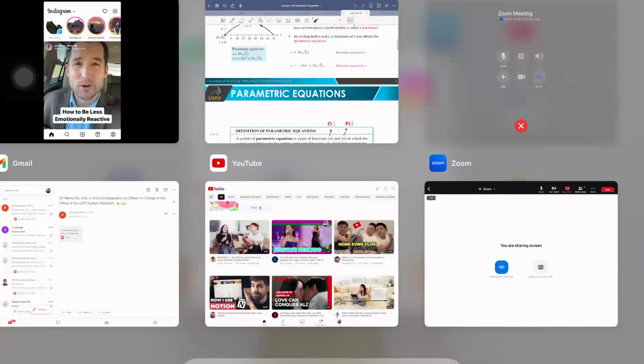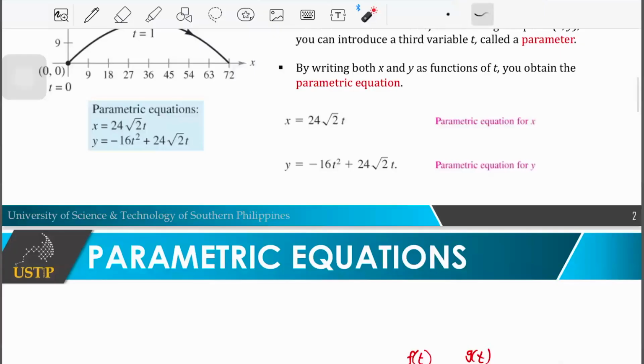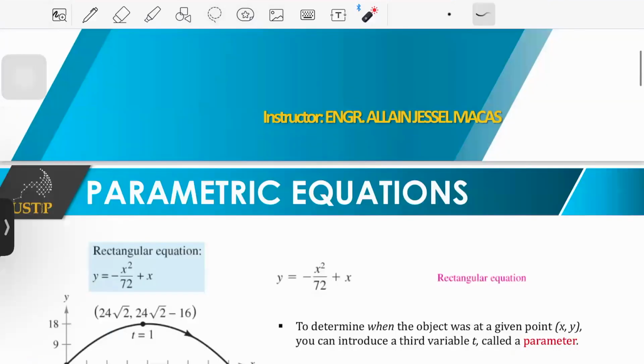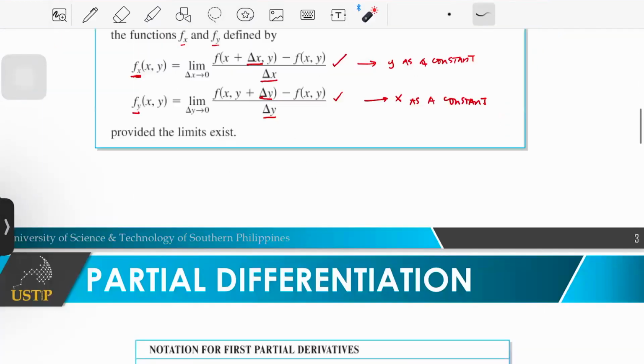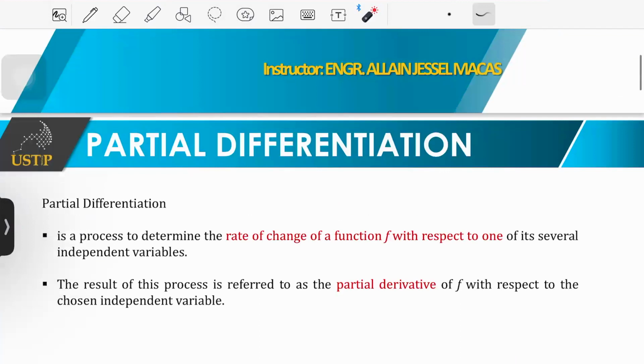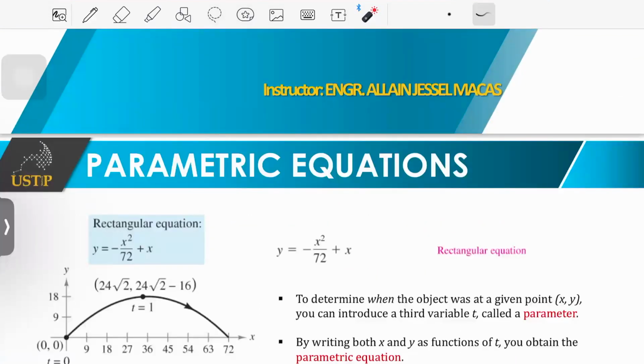Okay, let's talk about parametric equations. Class, no? Ako yung isa akong parametric o partial differentiation. So, dali rin na siya. Okay. So, let's go to parametric equations.